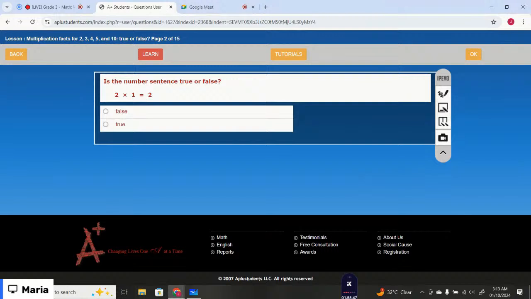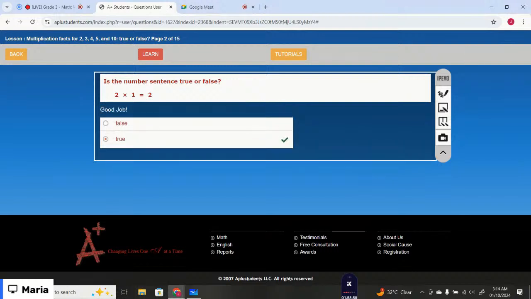Both sides are exactly equal, right? 2 times 1 is 2. So, true it is. Option number 2 is the correct option, right? Because both sides are equal, so that is true.